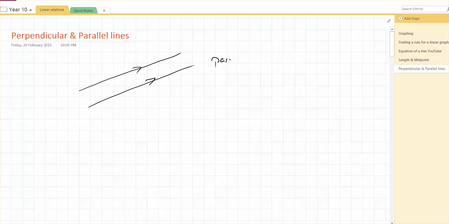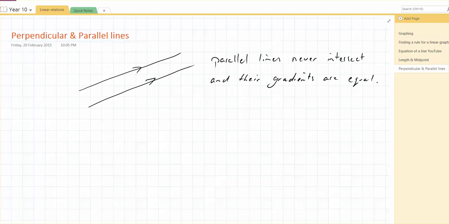Parallel lines never intersect, and their gradients are equal. Okay, so if we know that two lines are parallel, we can go ahead and assume that their gradients are equal.